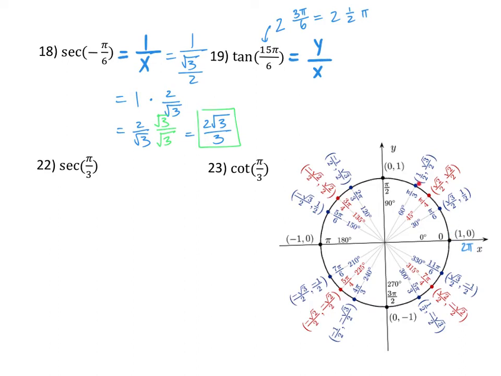So if you went one full circle around to get to 2 pi here, and then go another half from the 0, you would land here at 0, 1. So that means my x here is 0 and my y here is 1. So I'm going to put y as 1, x as 0, and 0 in the denominator means that this is undefined.